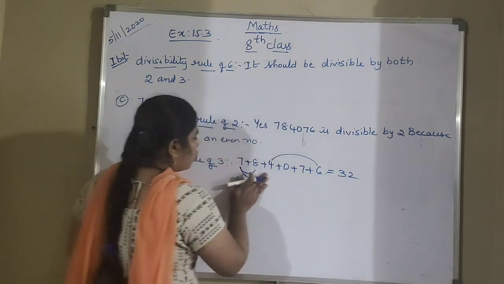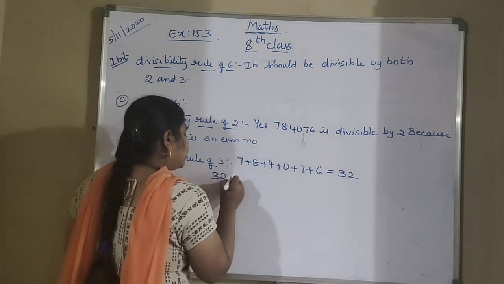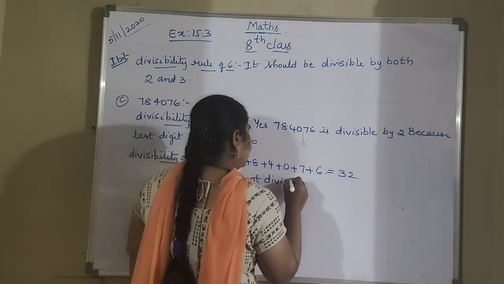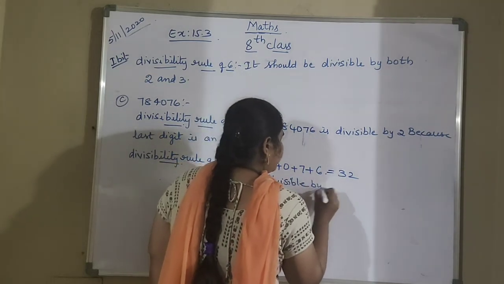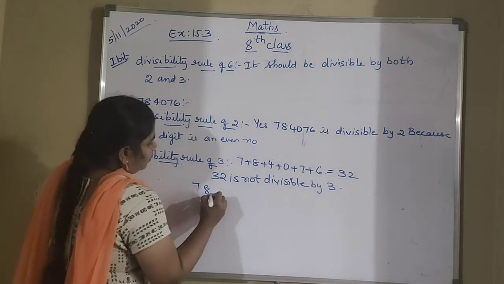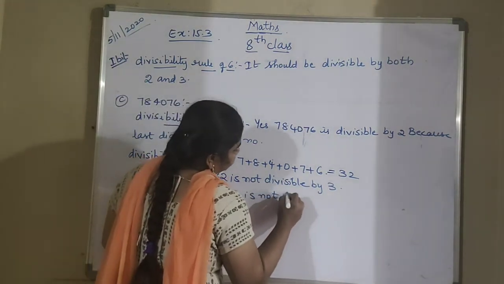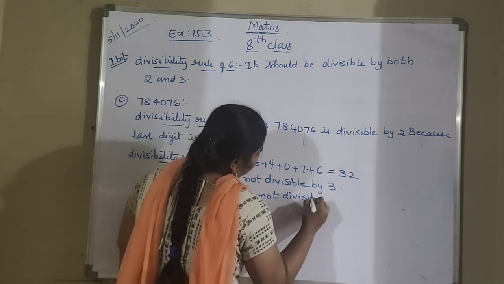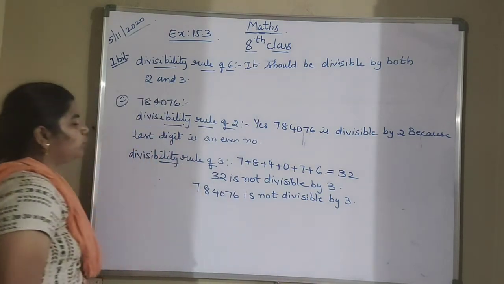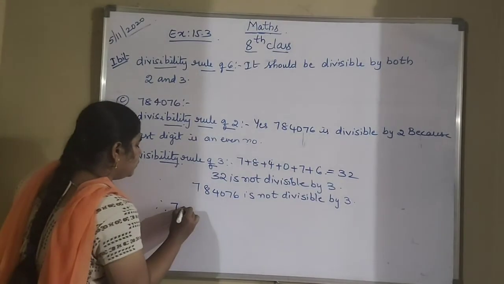So 32 is not a multiple of 3. So 32 is not divisible by 3. Therefore 784076 is not divisible by 3. So here 2 is divisible but 3 is not divisible. So it will not be divisible by 6.